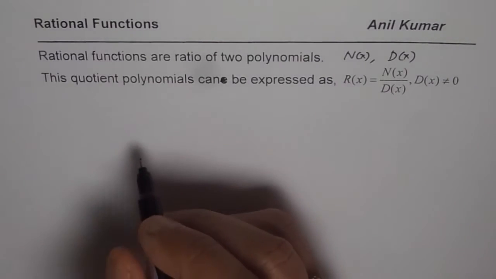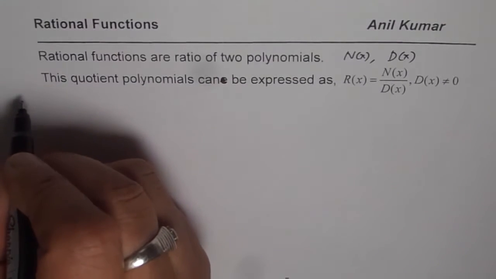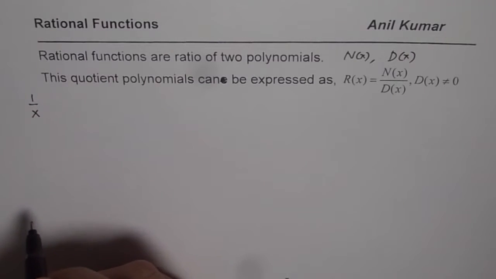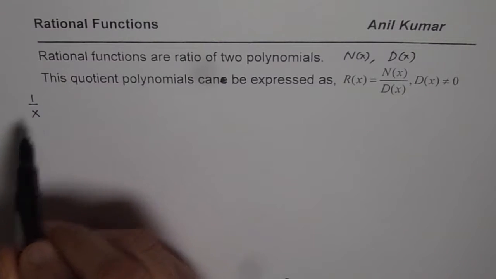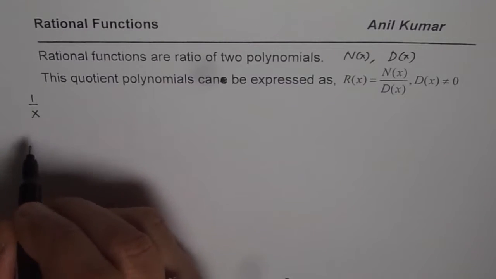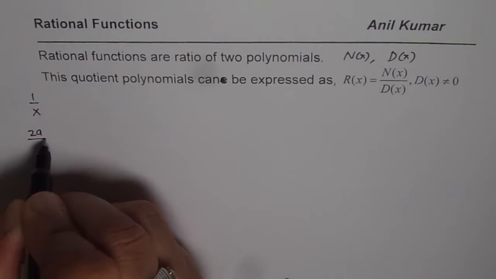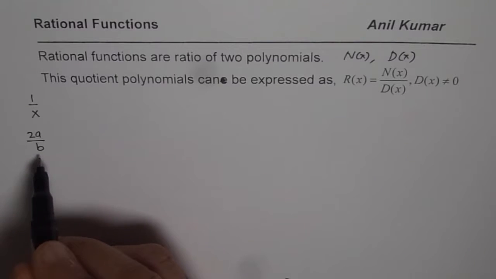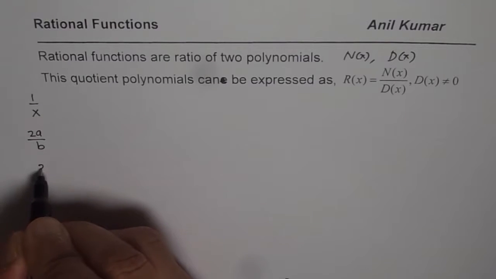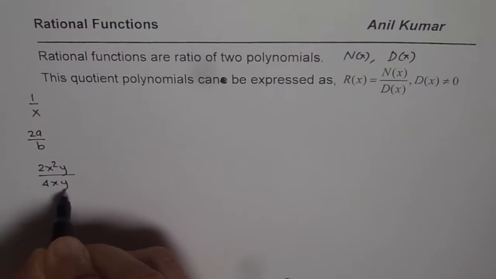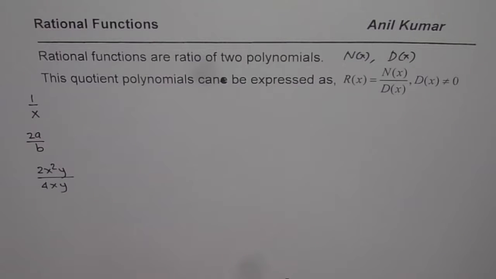Now let us start with some examples. The simplest form of a rational function, I will say, is 1 over x. Now 1 is treated as a polynomial, x is treated as a polynomial, so 1 over x is a rational function. We could have a rational function like 2a over b. So that is also a rational function, a polynomial divided by another polynomial where a and b are variables, correct? We could have 2x squared y over 4xy, correct? So that will also be a rational function.